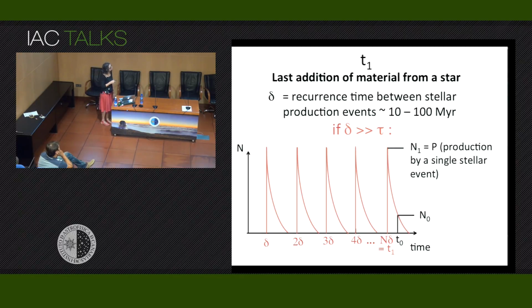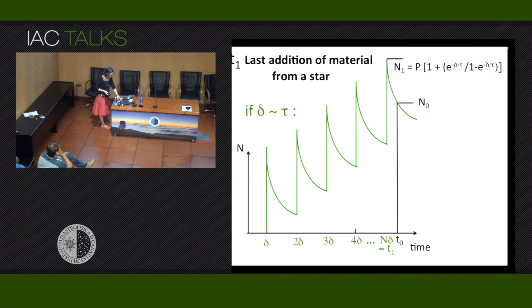So in this case, the formula is even easier. I just take my star, I see how much it produced, and then I have the abundance N1. Very simple. Unfortunately, it's still a little bit more annoying, because often the delta and the decay time are similar. So in this case, I get a bit of a combination. I get a peak of an event, then I get a decay, but I don't decay to 0 before the next event.